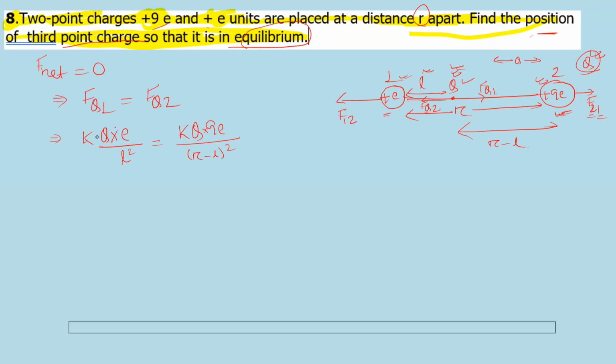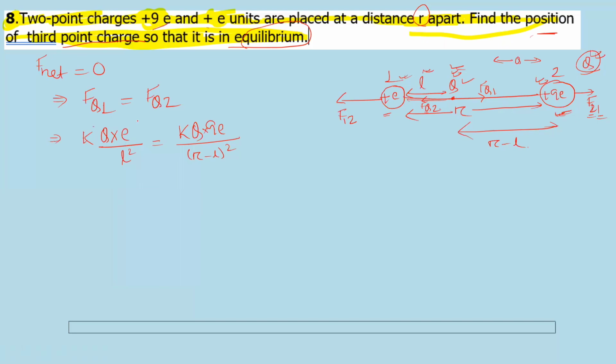So if you see here, in this case, this K will get cancelled with this K. This q will get cancelled with this q, right? And this e will get cancelled with this e. So what you will have here is (R minus L) by L whole square by 9. 9 can be written as 3 square, right? So when you equate the power, you can write R minus L is equal to plus minus 3L. Clear? So from here, R you can write plus minus 3L plus L.